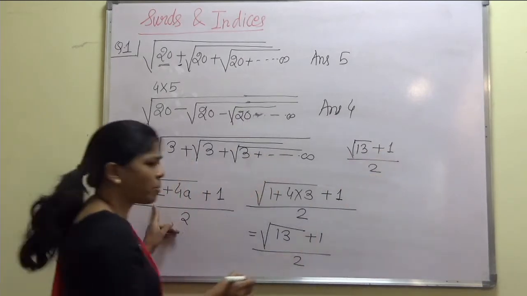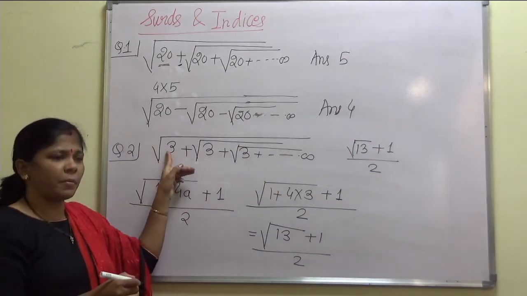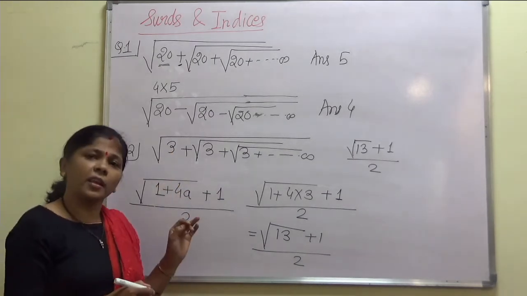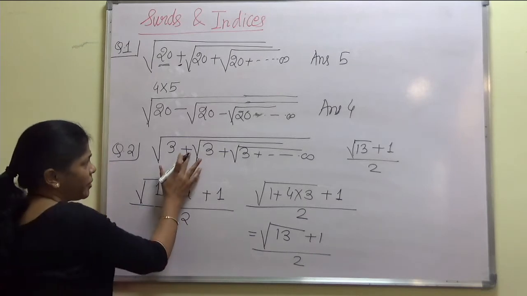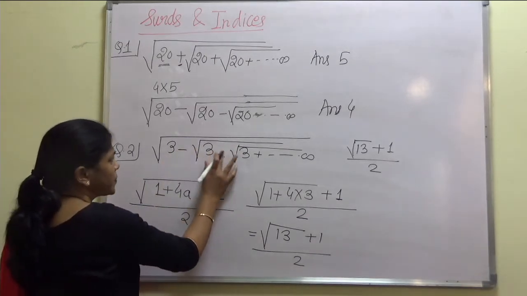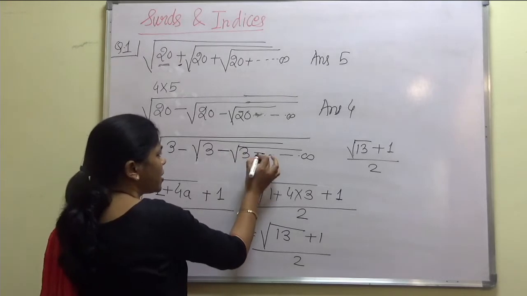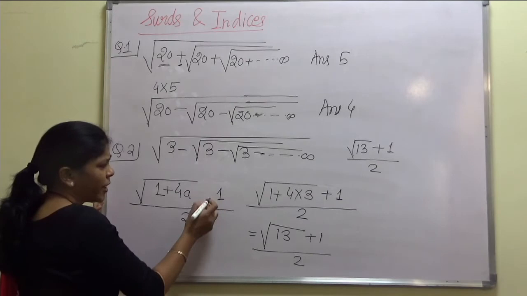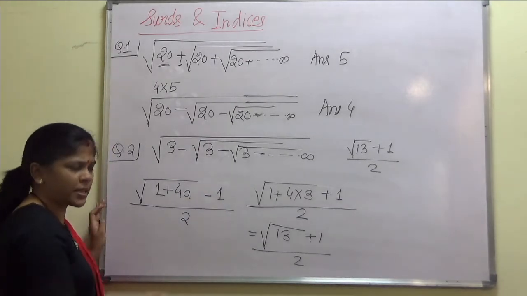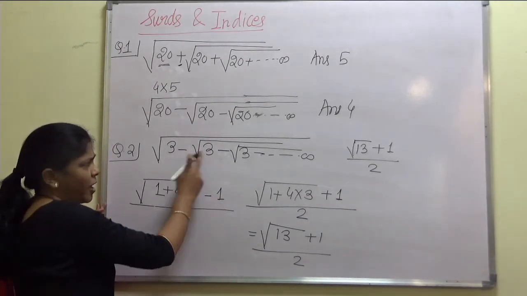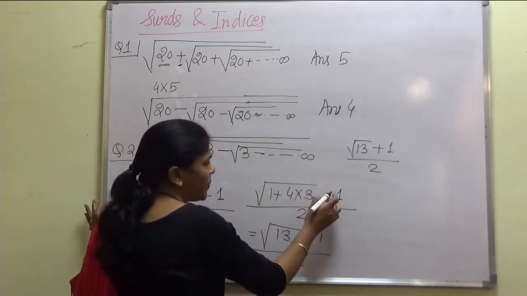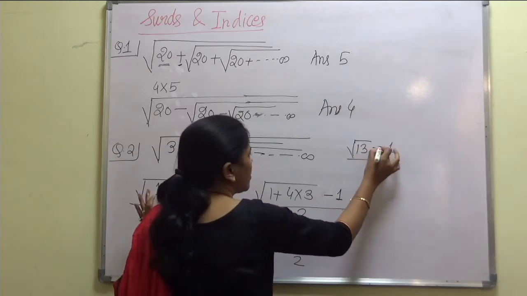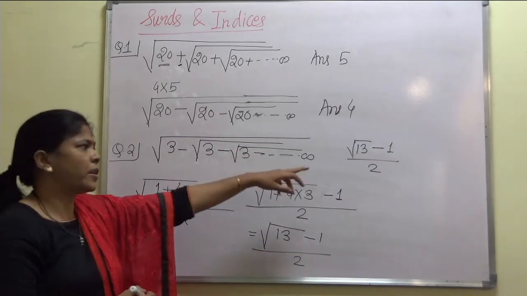Just make use of this formula. Remember, a is nothing but this base number. If suppose I have 7, I'll write a as 7. Accordingly, we'll get the answer. Now, what will happen if we have a minus sign here? Then also only one slight change: in place of this 1, we will have minus 1, and in place of plus, we will write minus sign. So the answer will be under root of 13 minus 1 by 2.